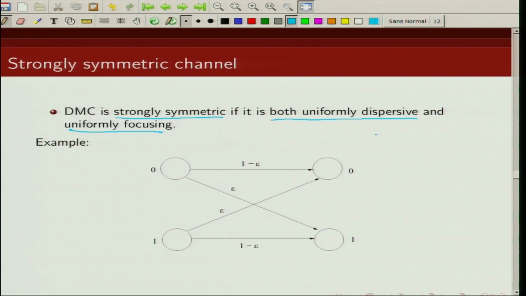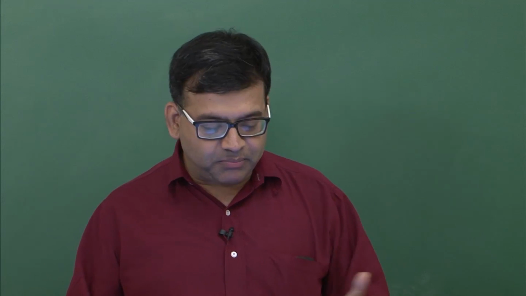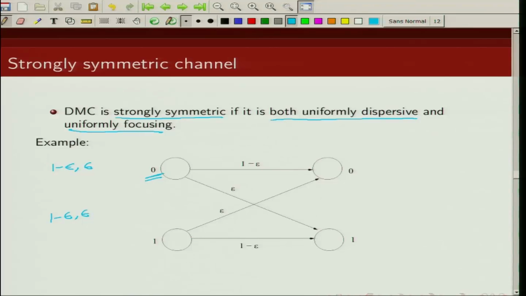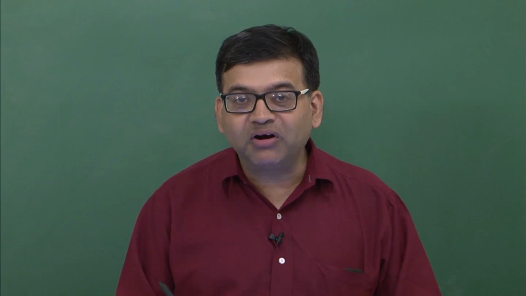I have given an example, let us just check. For it to be uniformly dispersive, we have to look at transitions leaving an input. What are these transitions? The probabilities are 1 minus epsilon and epsilon. Similarly, here the transition probabilities are 1 minus epsilon and epsilon. Epsilon is typically a smaller number. If I arrange them in descending order, no matter whether I consider input 0 or 1, the order of these probabilities is the same. So, this is an example of a uniformly dispersive channel.